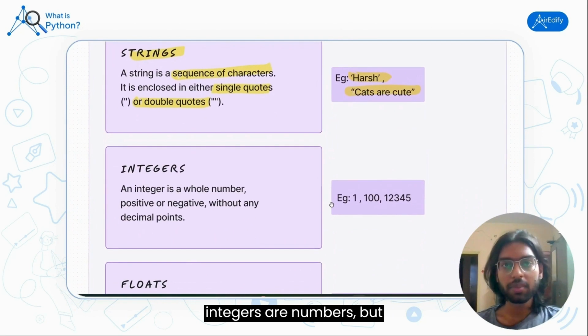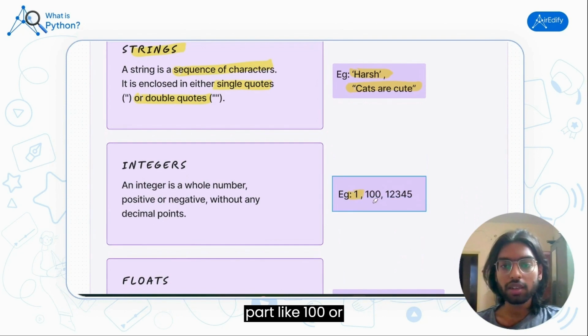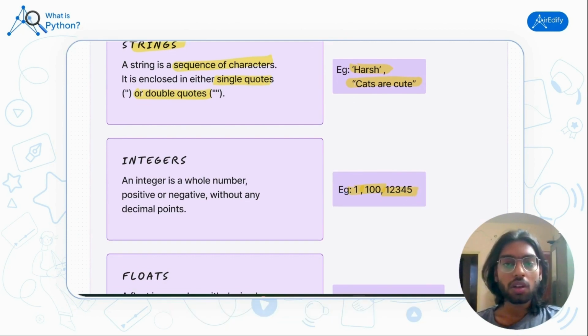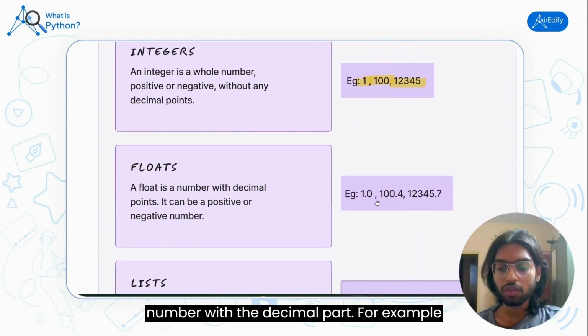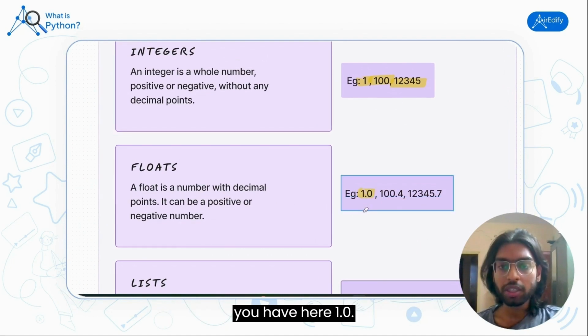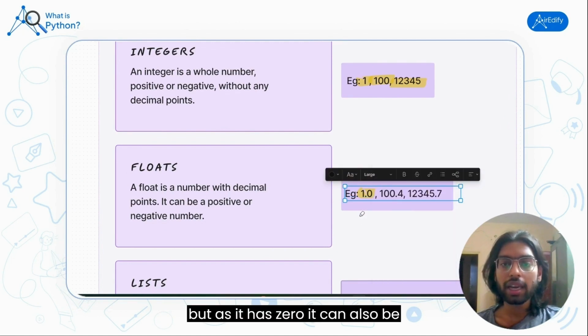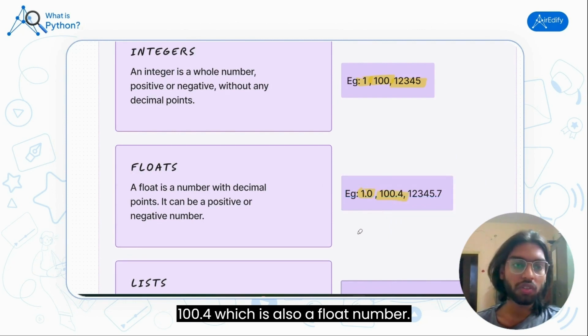Now integers are numbers. But integers would contain only the whole part, like 100, or 1, 2, 3, 4, 5. Now, what about the decimal part if you ask? Now, the decimal part would be floats. Now, a float is a number with the decimal part. For example, you have here 1.0. So, 1.0 is a whole number, but as it has 0, it can also be considered as float. Now we have 100.4, which is also a float number.